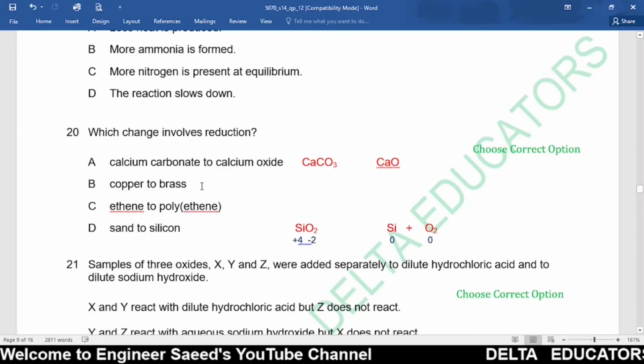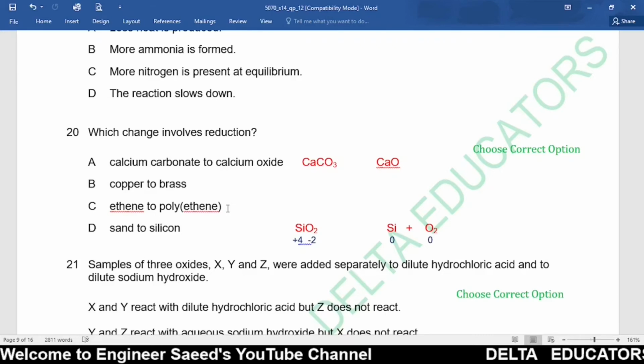B, copper to brass. Copper to brass means here we are making an alloy. So this one is also incorrect. Option C, ethene to polyethene. Ethene to polyethene means it is polymerization, it is addition reaction. So in this reaction, reduction or oxidation is not involved.